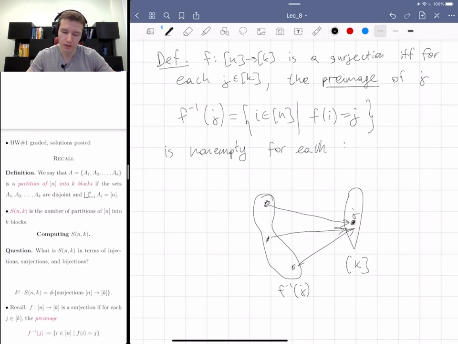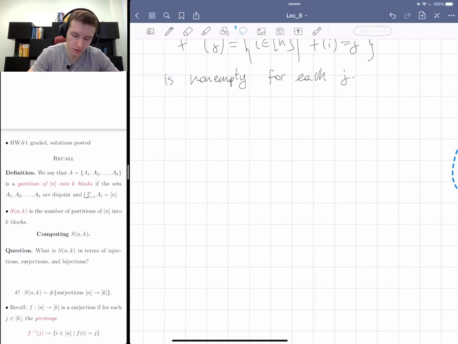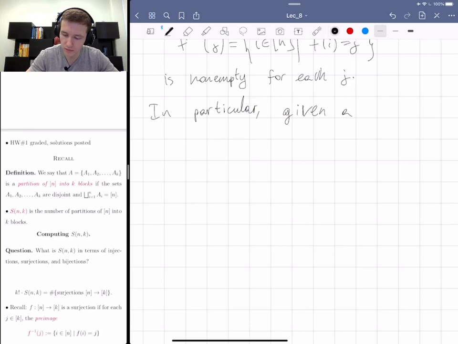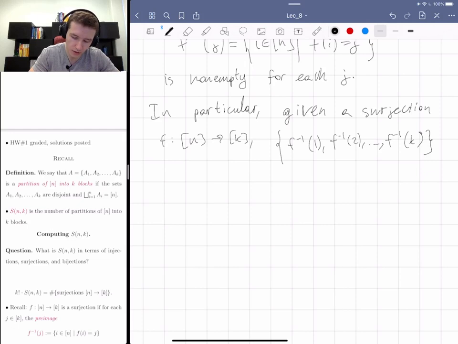And so in particular, given a surjection f from bracket n to bracket k, you can consider the preimages: f inverse of 1, f inverse of 2, etc., f inverse of k. And this gives you a set partition of bracket n into exactly k blocks.